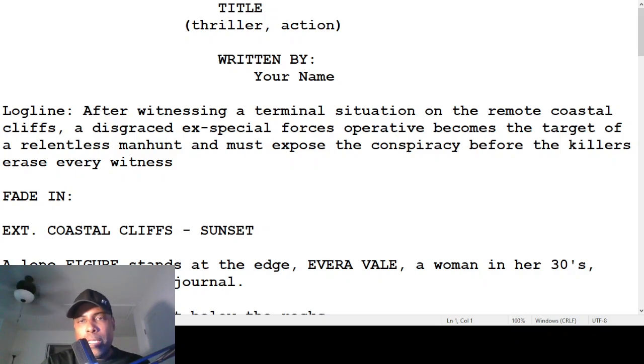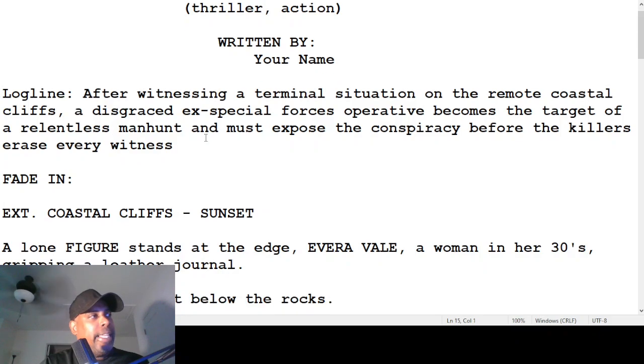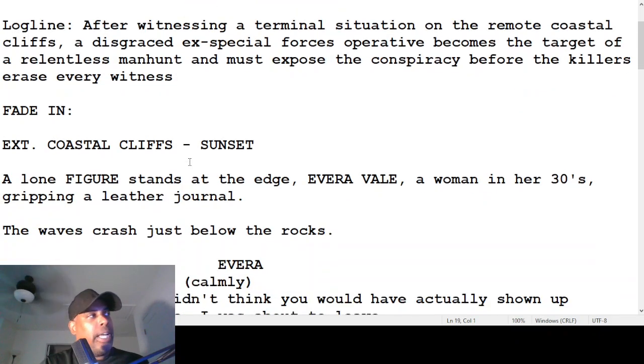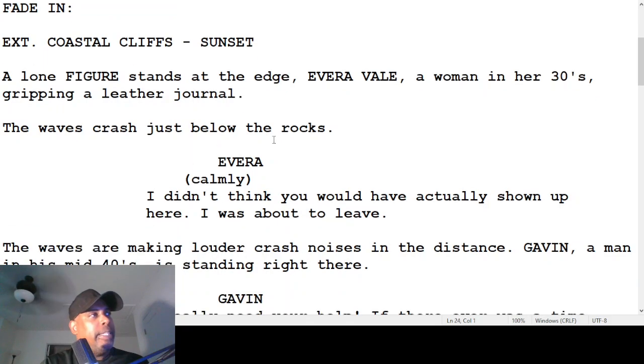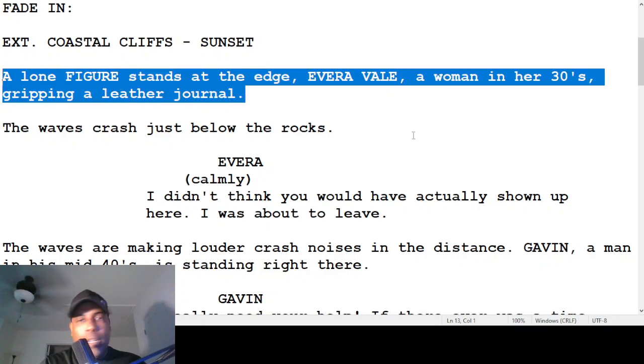It's all about these. Today's all about these descriptive narrative action lines, right? So a lone figure stands at the edge, a fair veil, a woman in her 30s. So if there's a takeaway for today, it's really this line here. Get good third person, strong action narratives going.